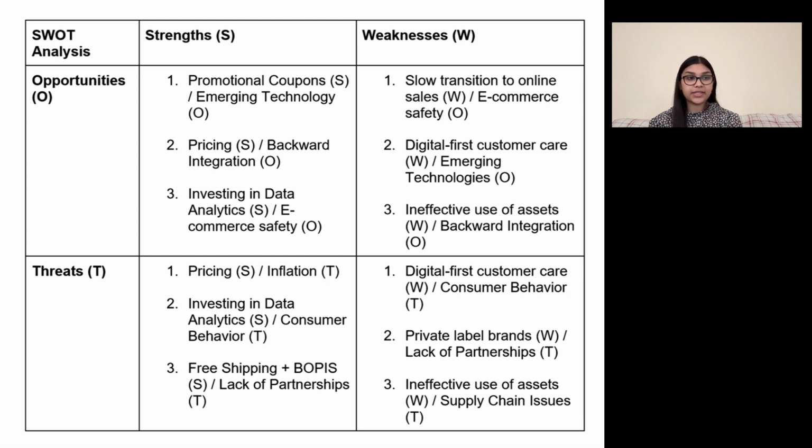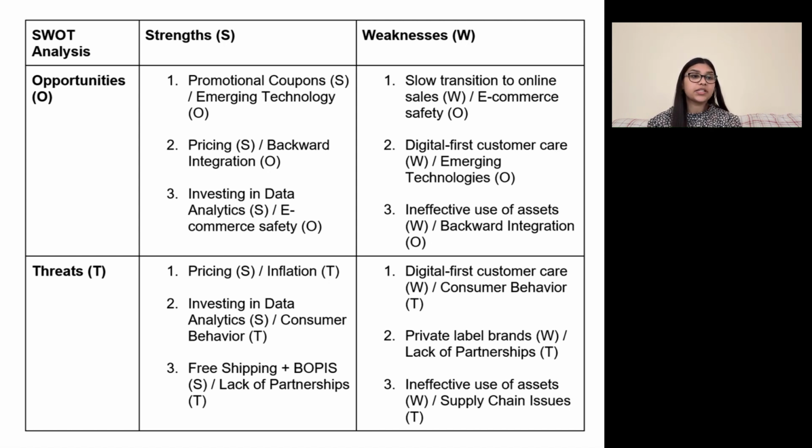Our third quadrant reviews our strategies when it comes to taking our strengths and using them to minimize threats. Our first strategy here is taking the strength of our pricing and using it against inflation. Our next strategy is using our investment in data analytics to mitigate negative consumer behavior trends. Our last strategy in this quadrant takes the strength of our free shipping and buy online and pick up in store promotion and uses it to minimize the threat of lack of partnerships.